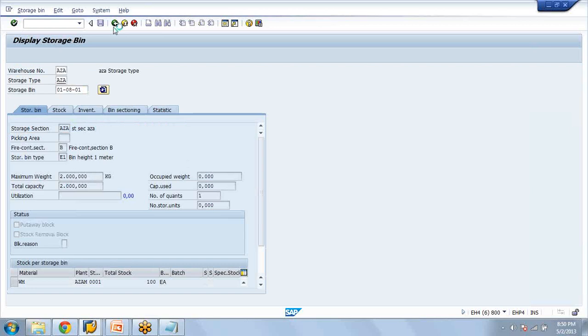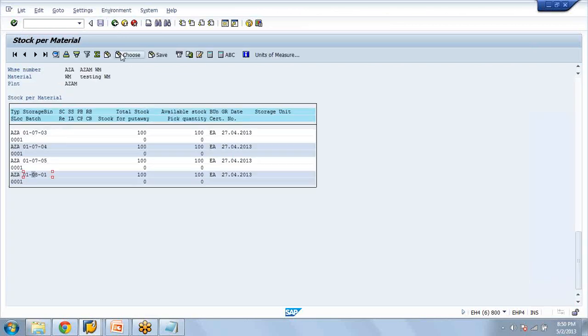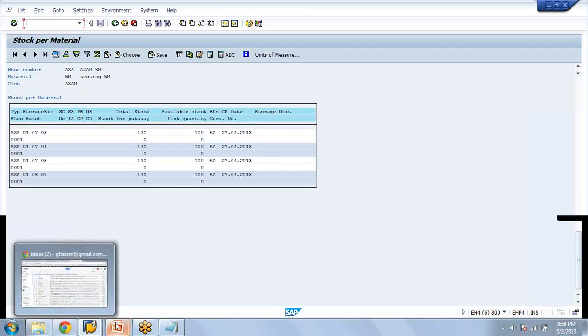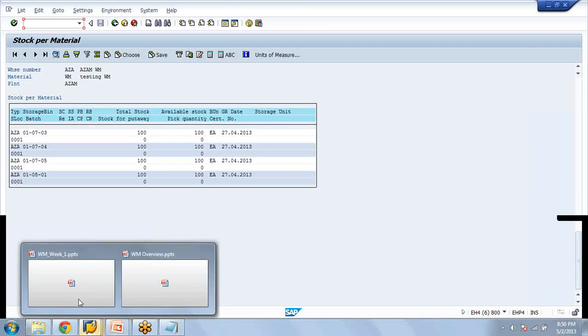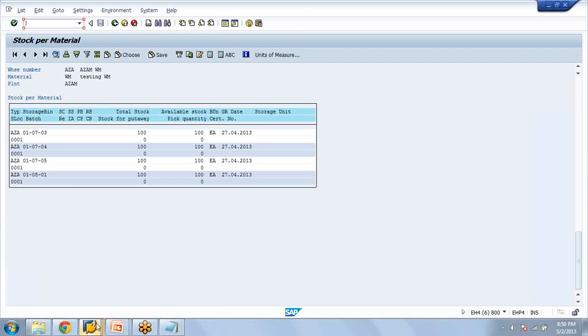So what you can do now is practice different transfer posting scenarios, and please let me know if you find any difficulty. Tomorrow we'll see the quality management integration. If possible, we'll do handling unit management. Okay, so I'll close the session for today.